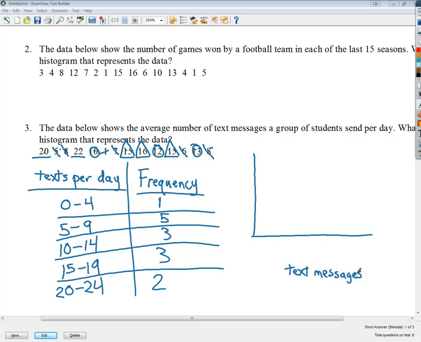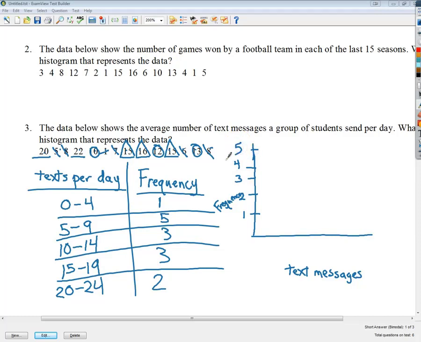And over here, I'm going to put frequency on my y-axis. So maybe 1, 2, 3, 4, 5. Sorry for writing frequency so small. I'm kind of running out of room.